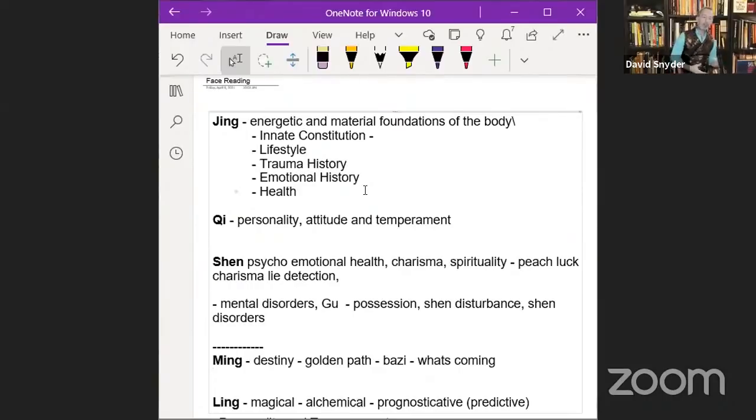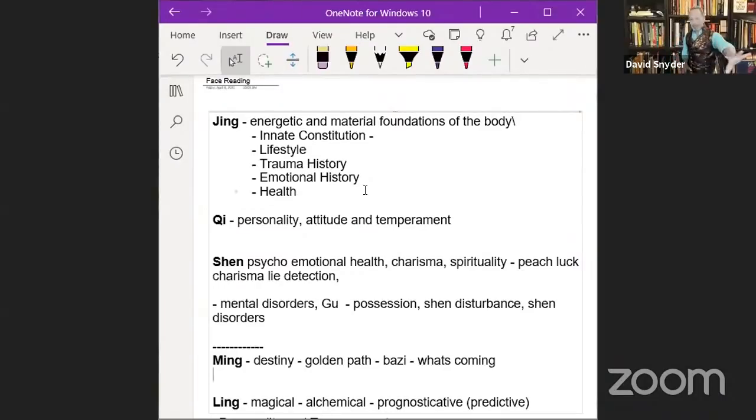Then you have what we call the Chi level, which is all about personality, attitude, character, and temperament. This is going to be where the emphasis is tonight, because most of us just want to understand ourselves better. You have a substance known as Shen, which is a very high vibration. Shen translates as spirit, heart, and mind. So this is all about a person's psycho-emotional health, their charisma, their spirituality, lie detection, things of that nature. Mental disorders, possession, Shen disturbances, which are, again, mental disorders.